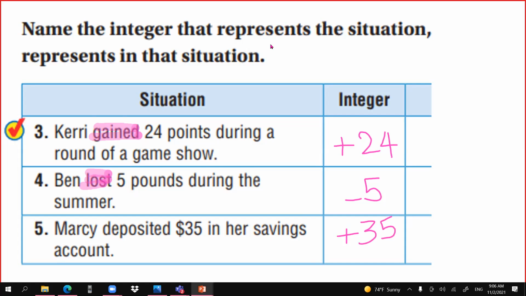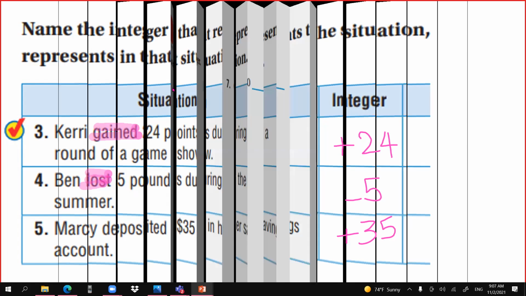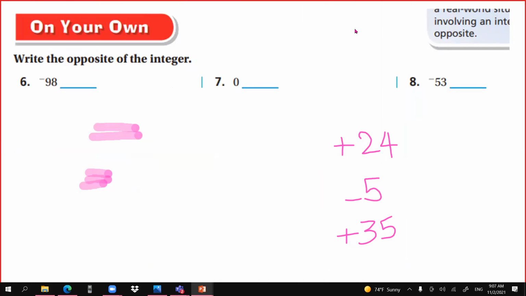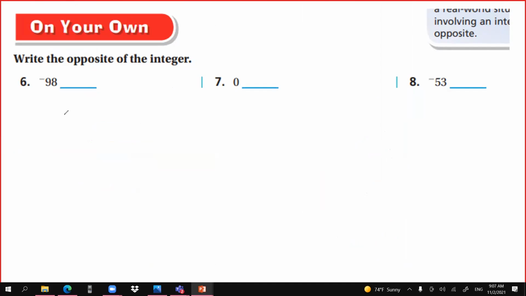Teacher, can I ask you a question? Yes. If you have, let's say, negative 7, and you want to write the opposite of it, is it going to be negative 7 again, or positive 7? The opposite of negative 7 is positive 7. But if you say positive of negative 7, it will be negative 7. Teacher, so confusing. It's easy. We need to study it today.